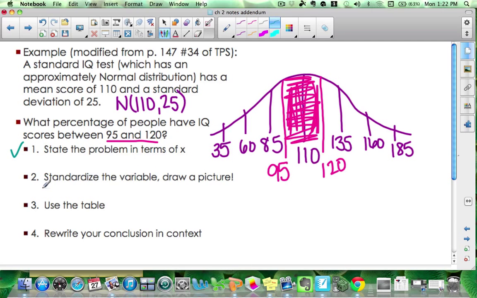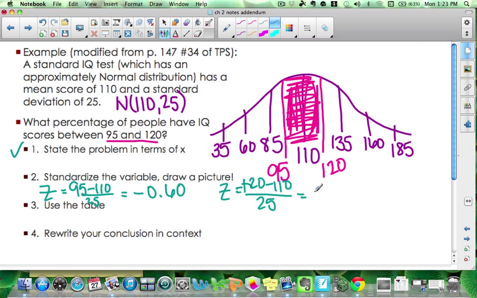Step 2 is standardize the variable, meaning calculate z-scores. So the z-score for 95 is 95 minus the mean, 110, divided by the standard deviation, 25. And that gives me a z-score of negative 0.6, and I'm going to write it as negative 0.60. I'm going to always take my z-scores to the hundredths place because that's how the table works. Then the z-score associated with 120 is going to be 120 minus 110 divided by the standard deviation of 25. And that gives me positive 0.4. And again, I'm going to write it as 0.40. And we're done with step 2.